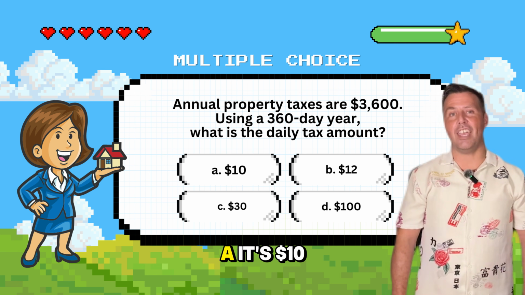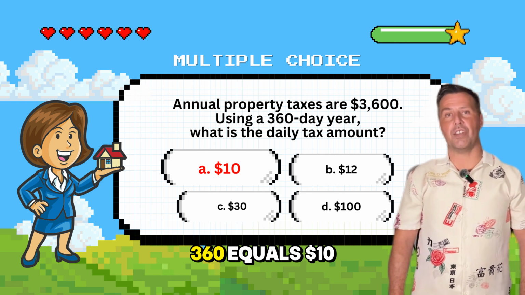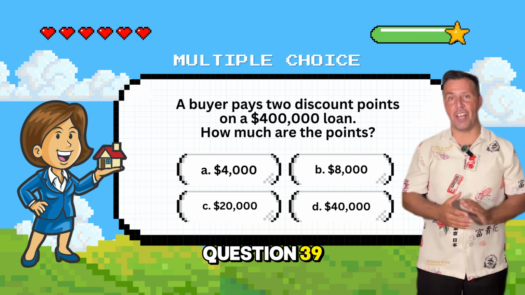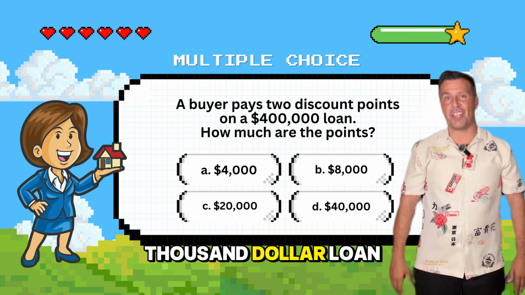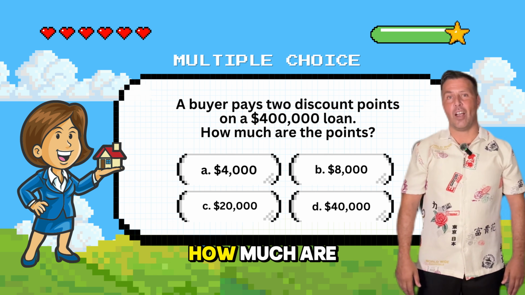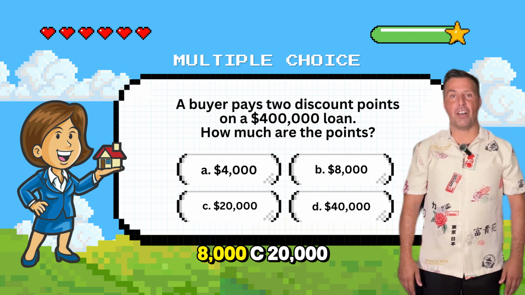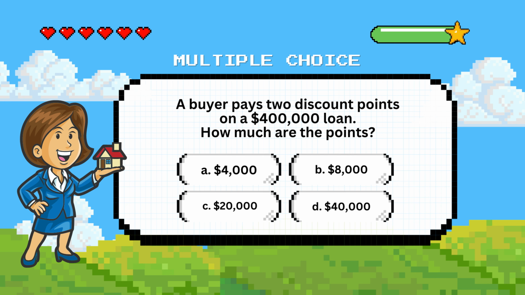The answer is A. It's $10. 3,600 divided by 360 equals $10 a day. Question 39. A buyer pays 2 discount points on a $400,000 loan. How much are those points? A, 4,000, B, 8,000, C, 20,000, or D, 40,000?